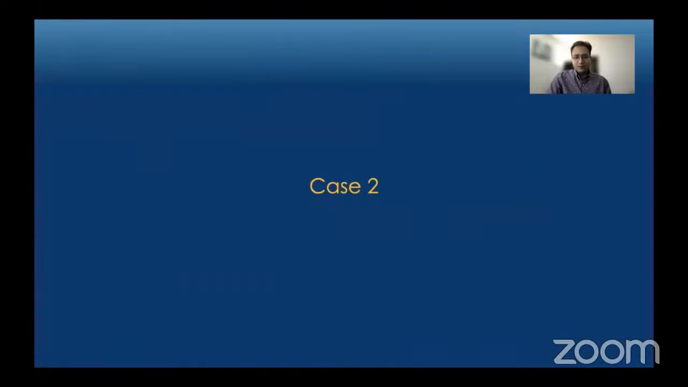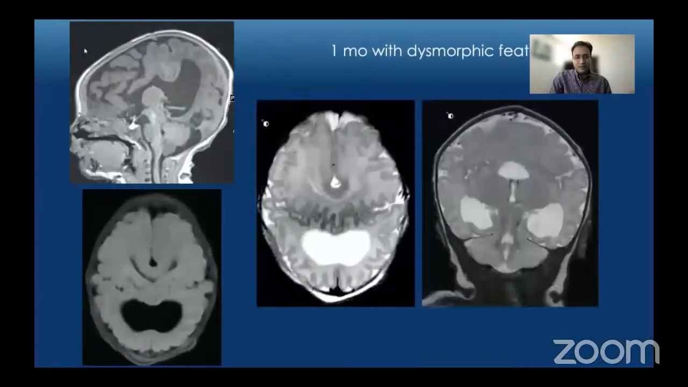Moving on to case number 2. This is a 1-month-old child with dysmorphic features. So on the axial T1 weighted images, we see this abnormal fusion of the cerebral hemispheres across the midline. The interhemispheric fissure is partly present. It's present anteriorly, and a small portion is present posteriorly, but it's obliterated in the midline.